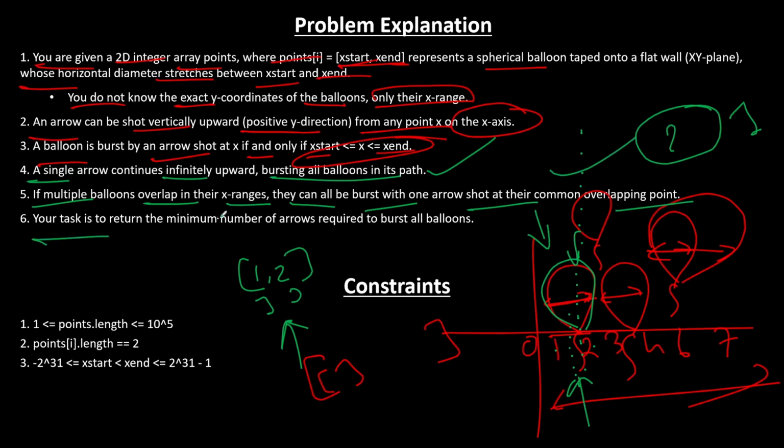Your task is to return the minimum number of arrows required to burst all the balloons. Fine. I hope you understood the problem now. And at the end, you have to return the minimum number of arrows required to burst all the balloons. Now let's look at the constraints.